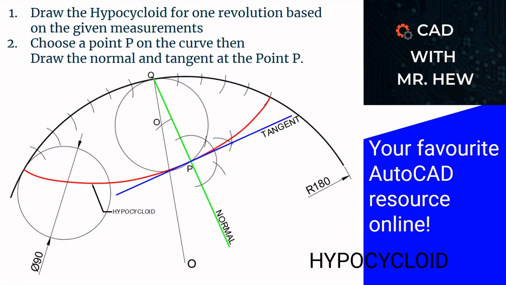In today's video, we're completing the cycloid by drawing the tangent at the point P on the curve. And in the previous video, we looked at the construction of the hypocycloid. So in today's video, we'll be completing the entire drawing.